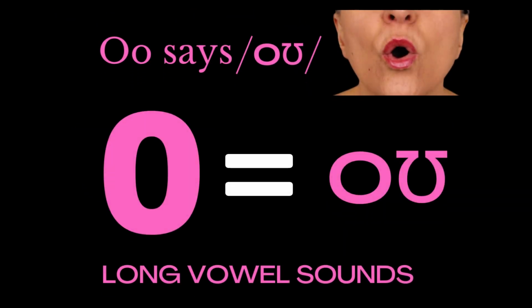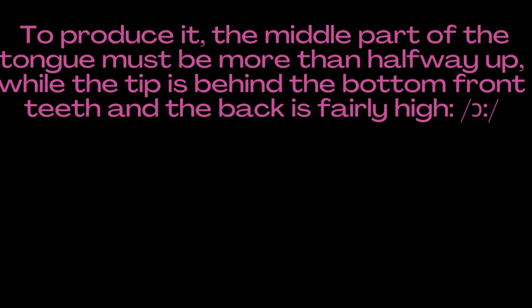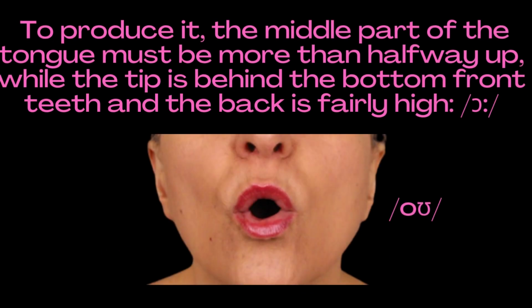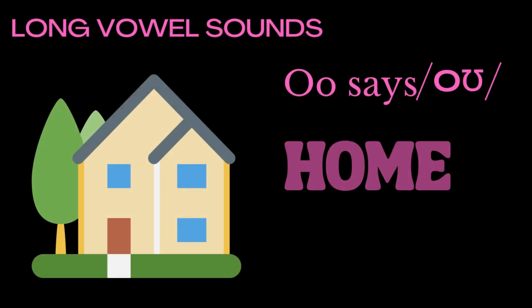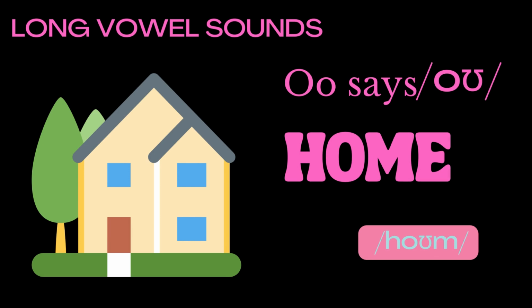Now, let's talk about the long vowel O sounds. The long vowel O sound is pronounced as O. To produce it, the middle part of the tongue must be more than halfway up, while the tip is behind the bottom front teeth, and the back is fairly high. An example of it is the word home.